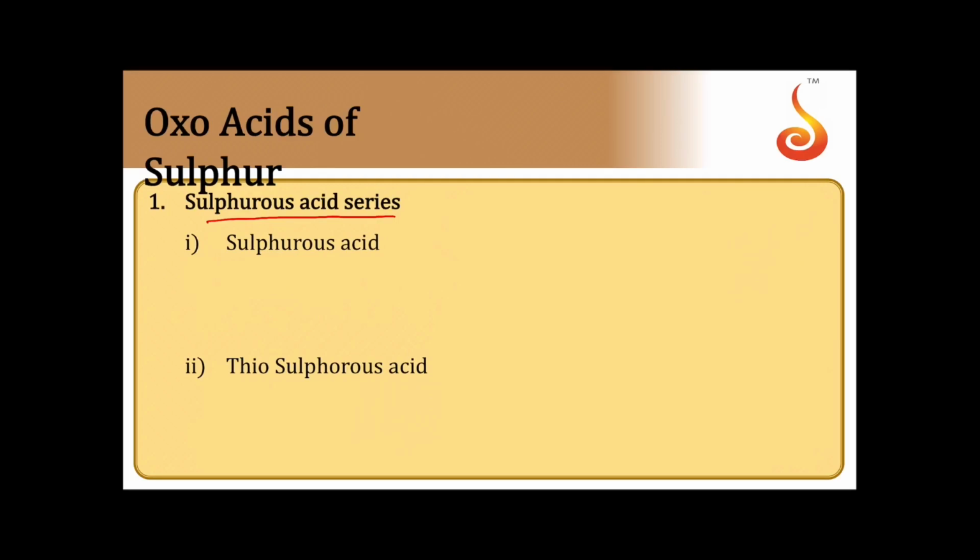Sulfurous acid series now. The basic sulfurous acid means H2SO3, the first molecule, H2SO3. So sulfur is dibasic, so definitely it must have two OH groups. All acids have two OH groups, and sulfur has at least one double bond O. It's nothing but the H2SO3 form, sulfurous acid.